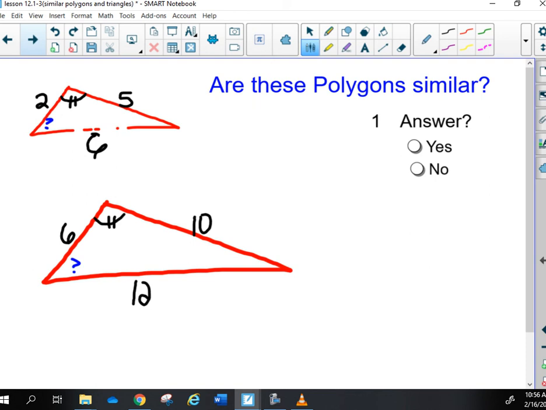So go ahead, I'm going to hit pause right now, and tell me yes or no, and why are these polygons similar.